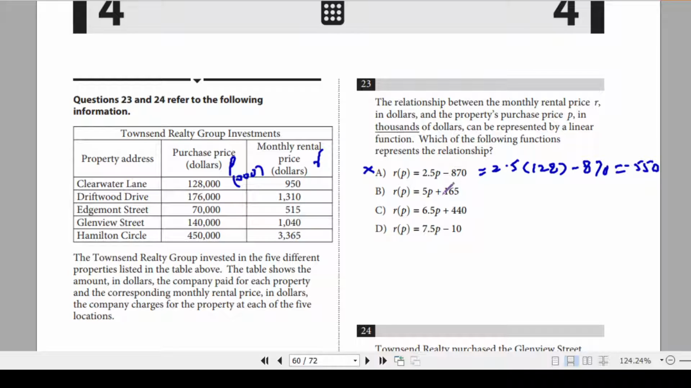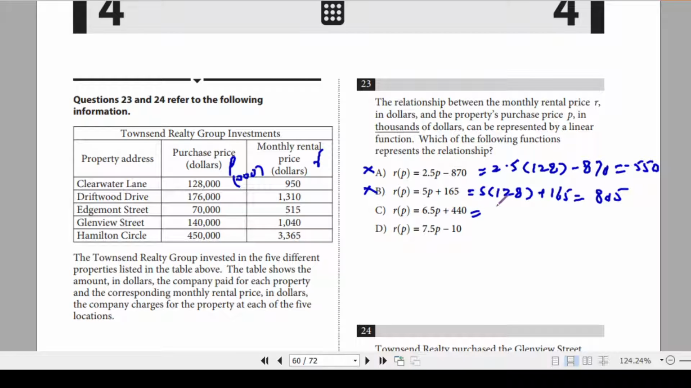Now put this 128 in here. That will be 5 times 128 plus 165. So 5 times 128 is 640, plus 165, that's 805. But again, this should be 950 for Clearwater Lane. I just chose this one; you can choose any one of them. But if you choose 70, you have to look for 550. I've chosen this 128 and I'm looking for 950. As soon as I get 950, that will be my answer. I haven't got that yet.